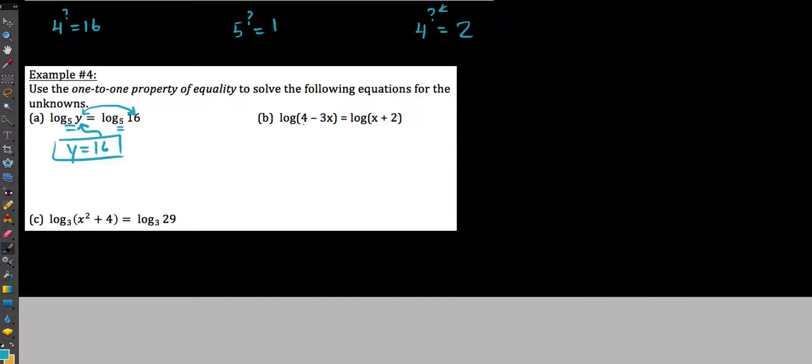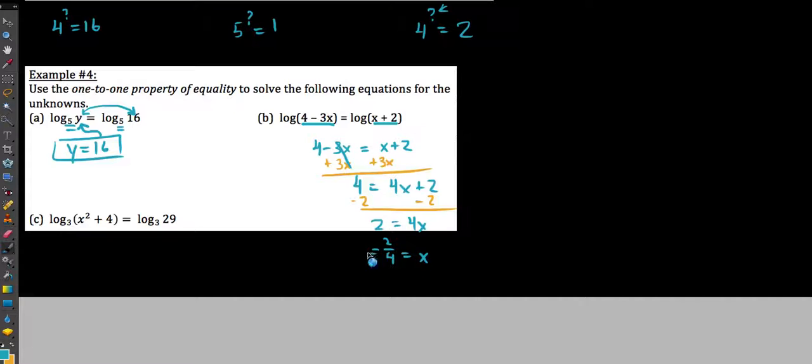But when you have, say, log base 10 of 4 minus 3x equals log base 10 of x plus 2, or the common log of these two things, it's still one-to-one, but what we have to do is set their arguments or their inner parts equal to one another. So to solve this from here, we would just go ahead and use best practices with algebraic solving techniques. We say 4 minus 3x equals x plus 2. In this case, we could subtract our 2 from both sides, and so we get 2 on the left equals 4x. And this would leave us with the fact that x equals 2/4, or in other words, we would get a half, okay?